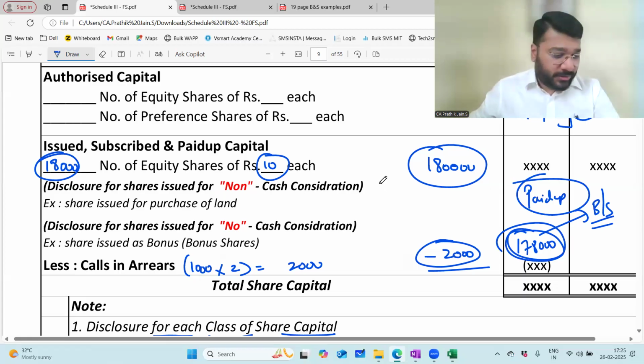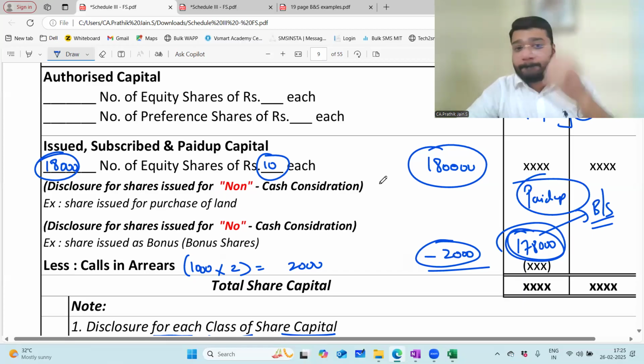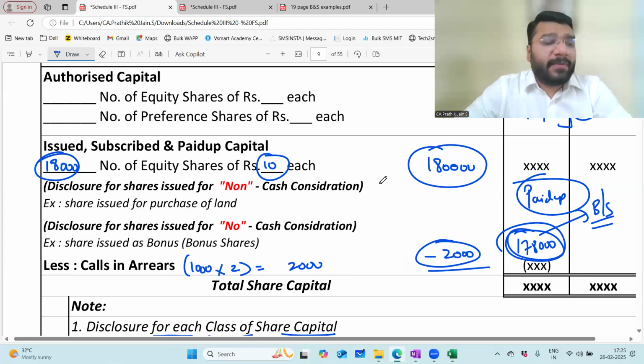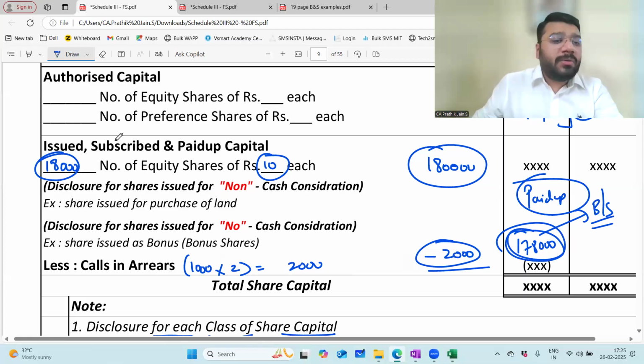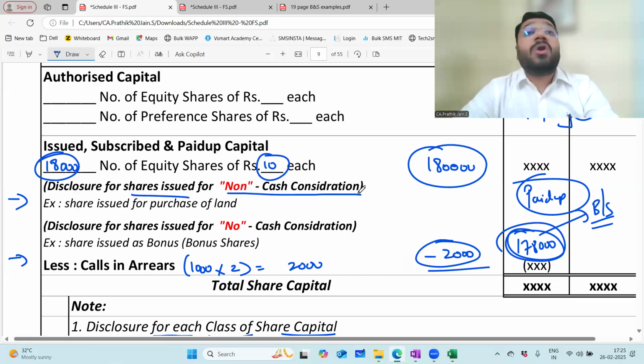So, where do we account for share forfeitures? Coming, everything we'll discuss one by one. Now, the two important disclosures that are required to be shown here. The first disclosure is that whenever any shares are issued for non-cash consideration, what is the meaning of non-cash consideration?